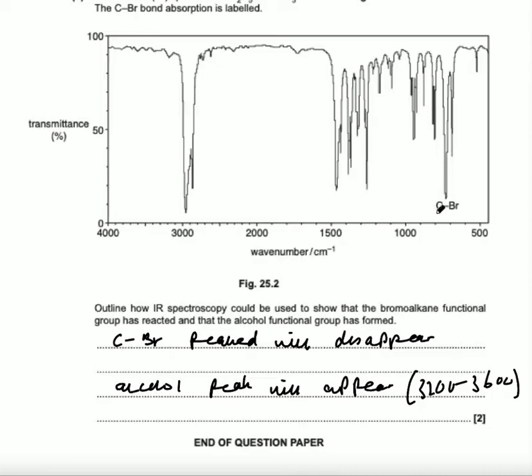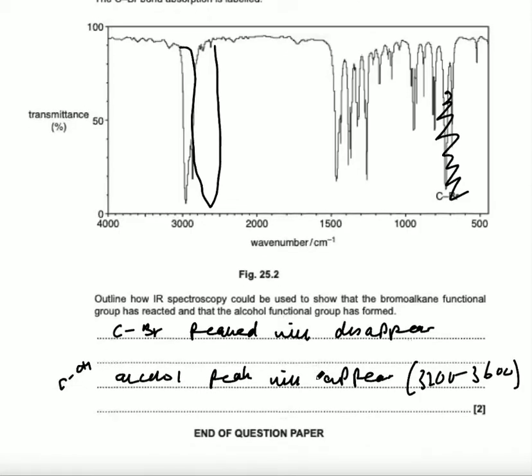Well, first of all, we know that the C-Br bond is broken, therefore this peak will be removed because it's no longer in the product. And we will have a formation of a C-OH peak that will appear. And usually these appear around over here. So we get this forming over here. So we have the C-Br peak disappearing and the C-OH alcohol peak appearing. And that's it.